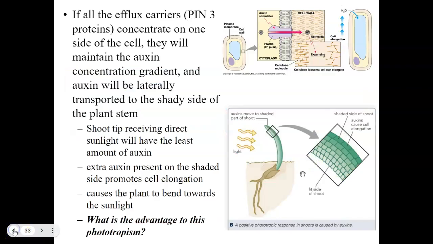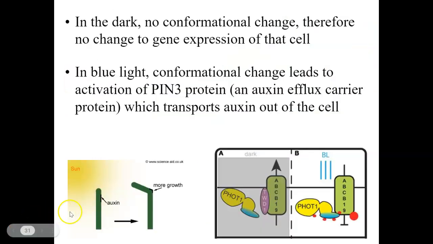I'm going to go back a slide really quick to show you this picture. If the sun was up here, right above the plant, then we wouldn't get this lateral transport of auxin over here. Instead, auxins would go on both sides of the stem equally, and so that would just cause the stem to grow straight up. Okay, so positively phototropic. And that's it for the part 5 notes.